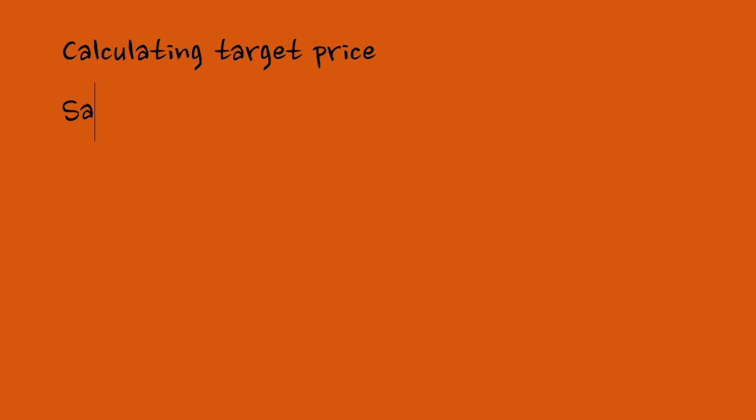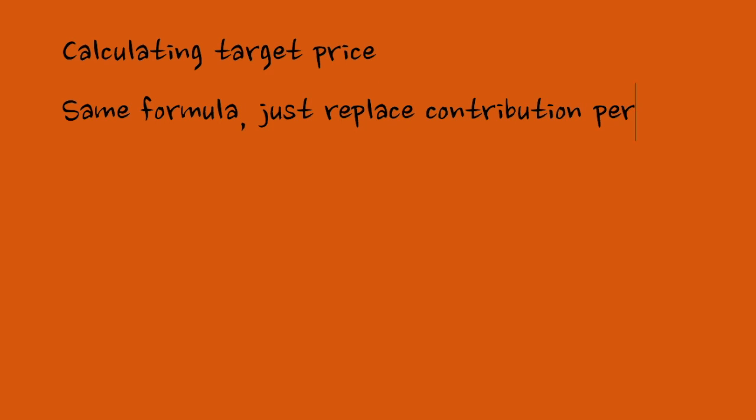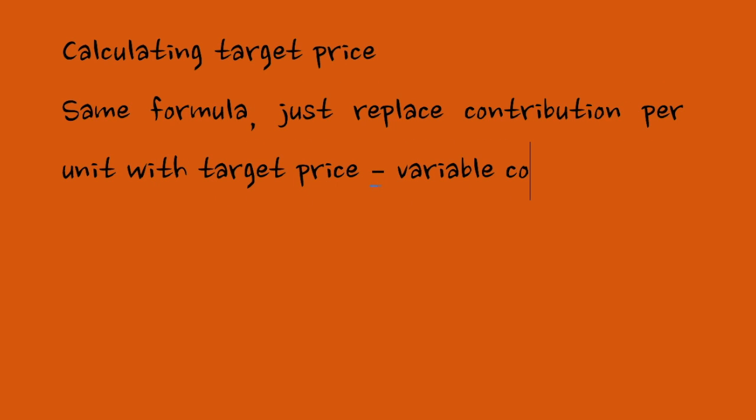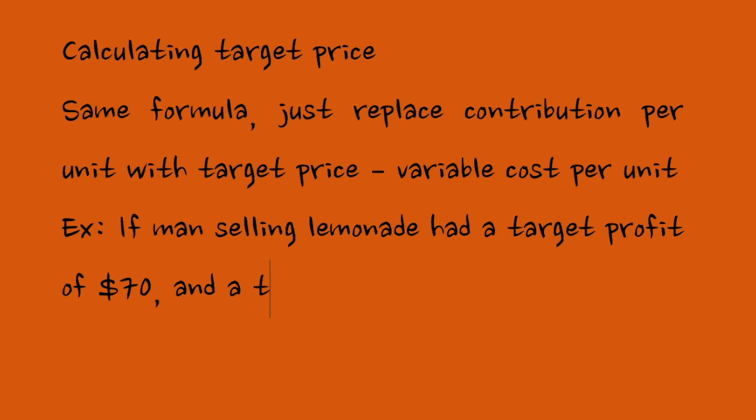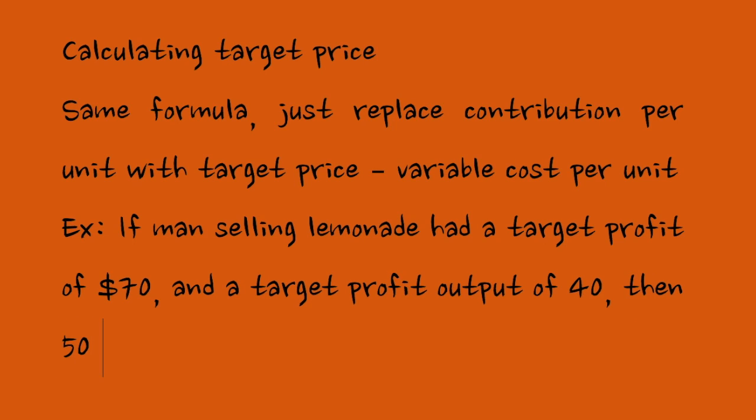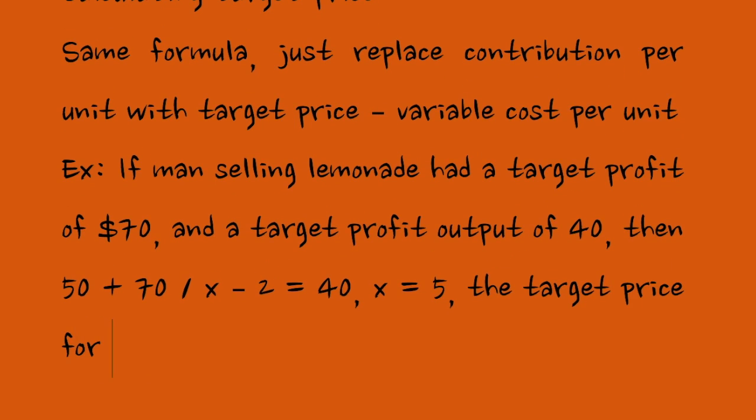For calculating the target price, the same formula is used, but contribution per unit is replaced with target price minus variable cost per unit. For example, if the man selling lemonade had a target profit of $70 and a target profit output of 40, then the formula would be 50, which is the total fixed cost, plus the target profit of 70 divided by x minus 2, which would be the target price minus the variable cost. And this would equal 40.